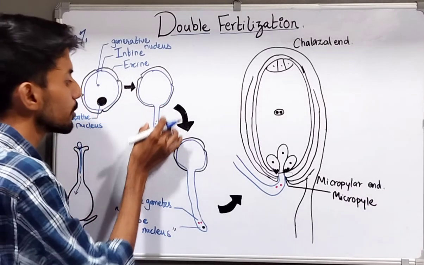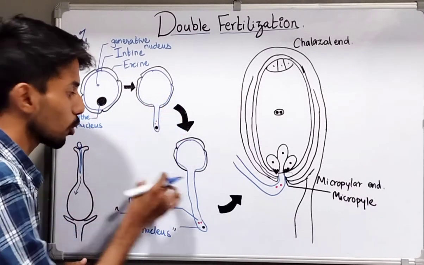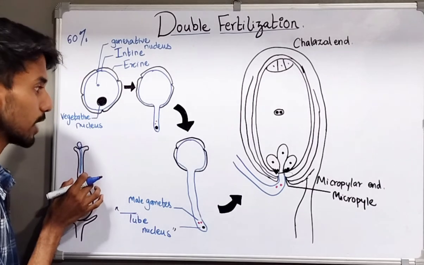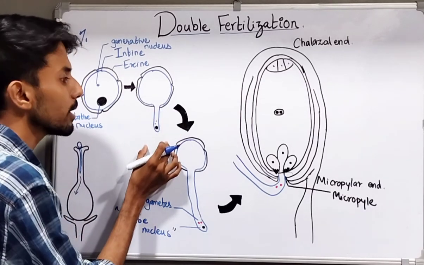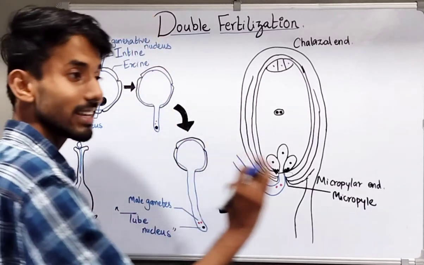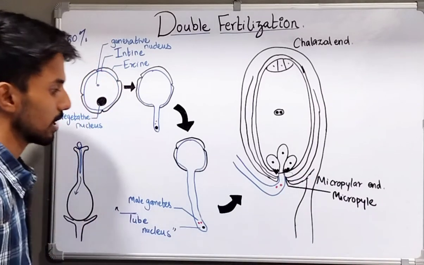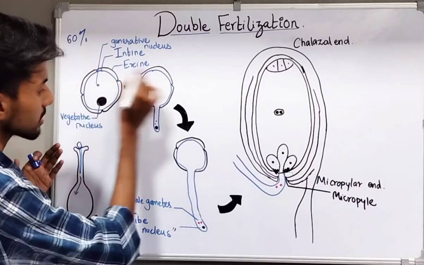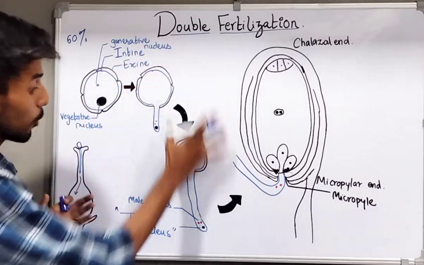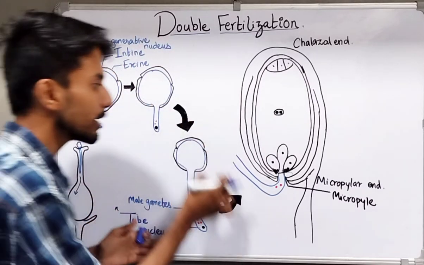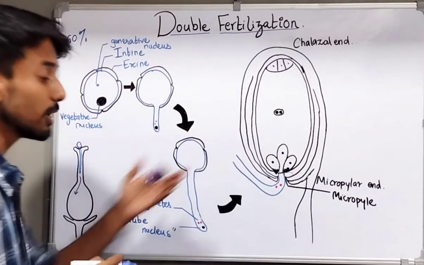Along with the tube nucleus, the pollen tube grows inside the style of the flower, and along with the growing pollen tube, the male gametes are carried towards the ovary. See, this is how gradually the pollen tube is formed. Finally, the pollen tube reaches the ovary, the ovule.